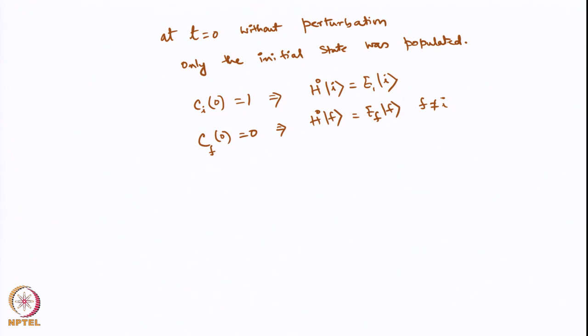So only the initial state is populated; I could say initial as ground. So Ci of 0 is equal to 1 and Cf of 0 is equal to 0. Of course, F here means all the other states other than the ground state. If quantum number 1 is the initial state I, then C1 is 1 and C2, C3, C4, C5, etc. are zeros.